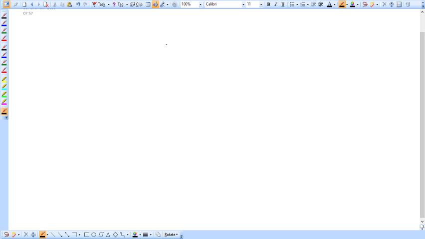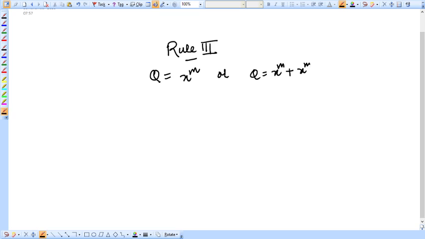Let us come to rule 3 now. In this, Q is equal to x raised to power m, or some polynomial in x. Q might be equal to x raised to power m plus x raised to power m minus 1, up to so on, x plus 1, multiplied by some constants a1 and a0. This sort of polynomial can be there. So I'm going to tell you in this video how we are going to solve such a particular integral.